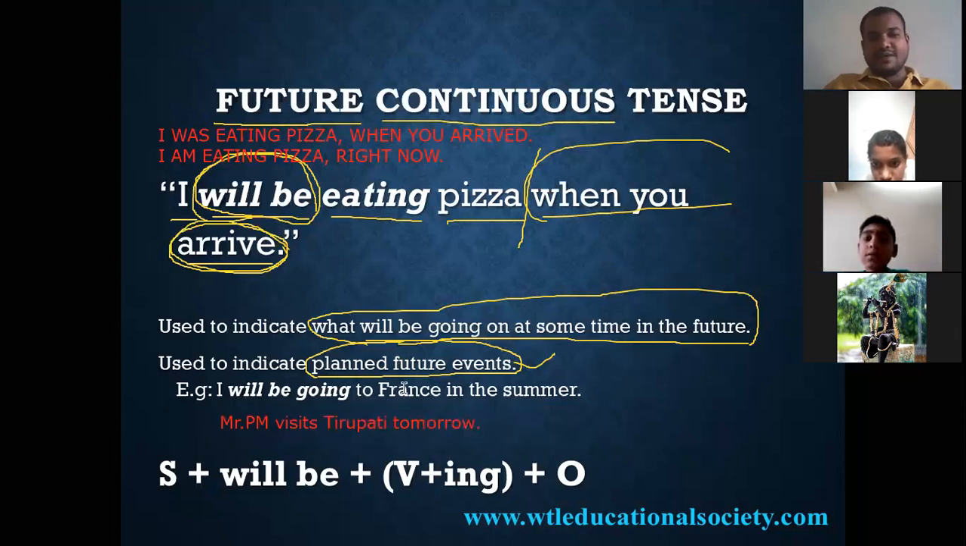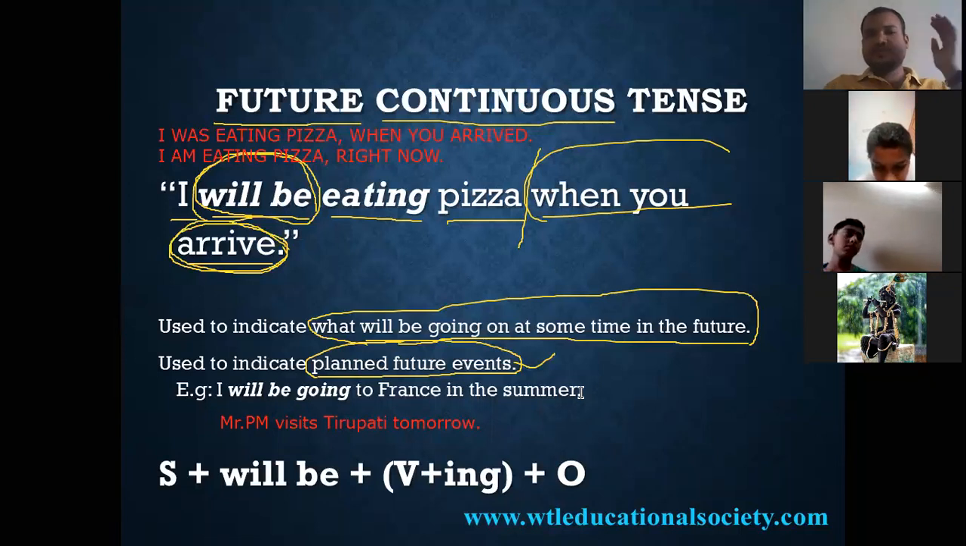Okay, so I'll be going to France in the summer. You are talking about a future planned action. So in the summer you want to go to France. Similar way, Mr. President or Mr. PM, I mean Prime Minister, or you can say CM, Chief Minister, MLA or MP, or any personality you can say here. Anyone you can take as an example.